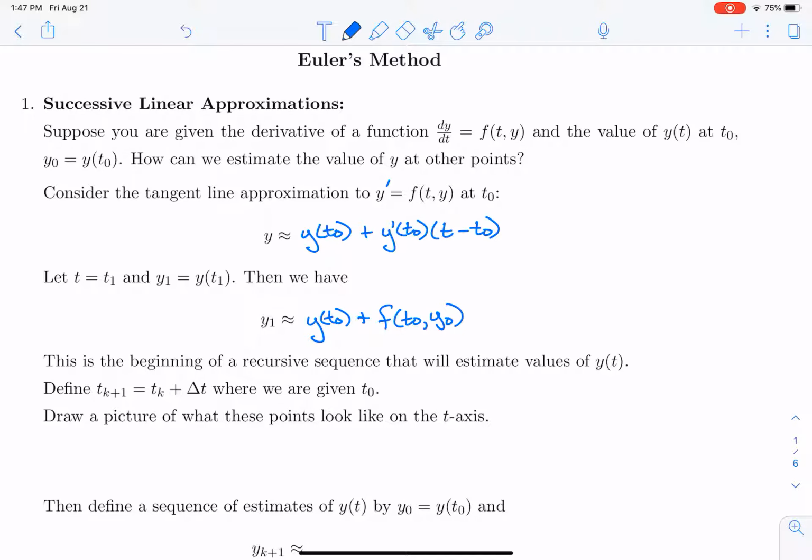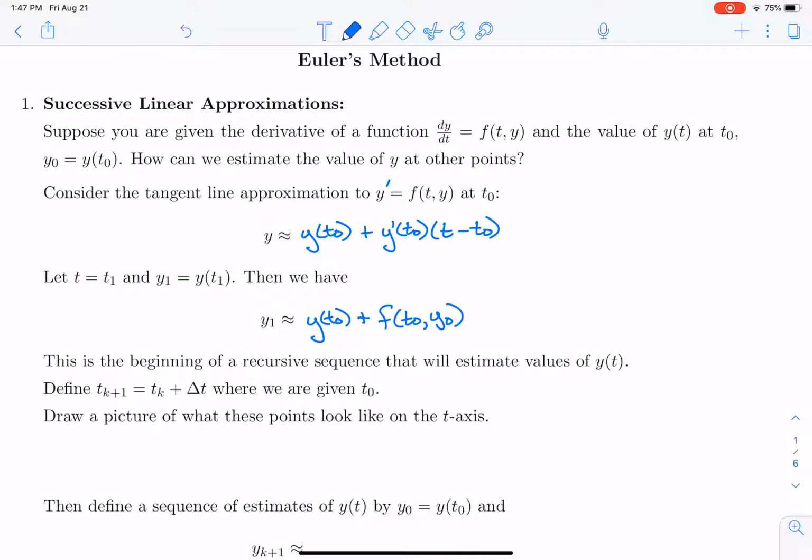This actually is going to be the beginning of a recursive sequence that will estimate the values of y of t. So now I want to define that recursive sequence. I'm going to let each time point be the previous time point plus delta t. In essence, I'm going to say that the distance between two time points is called delta t. And then we're given, of course, the initial time point t0.